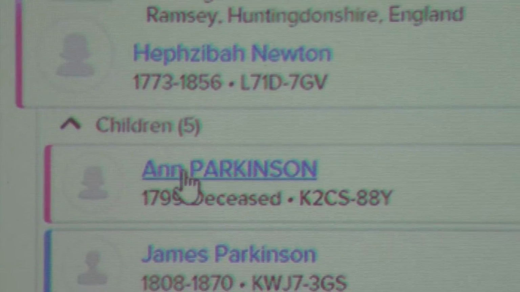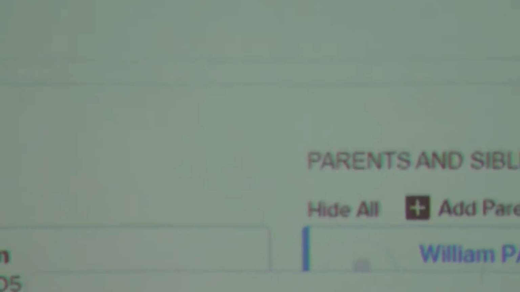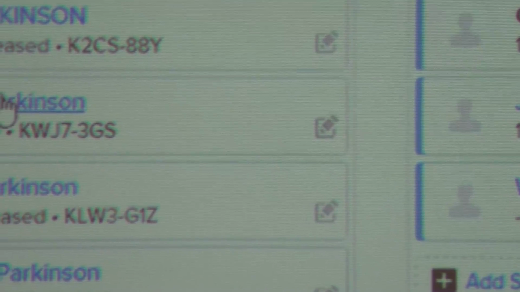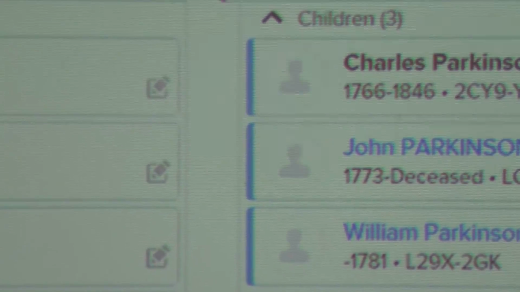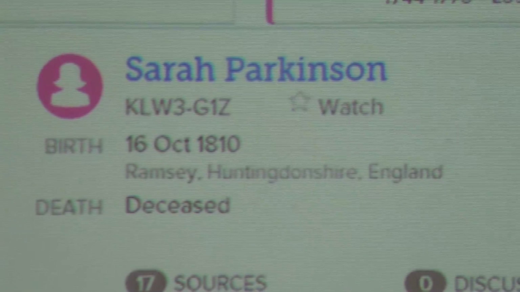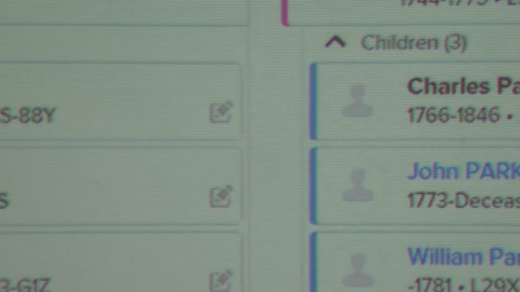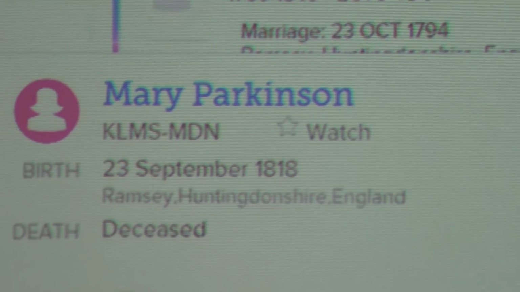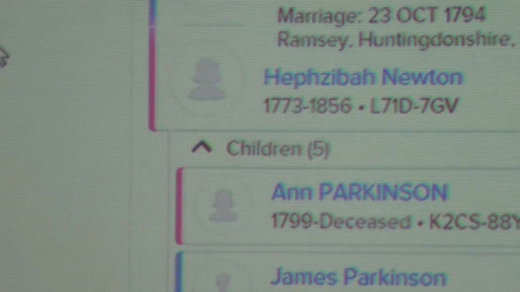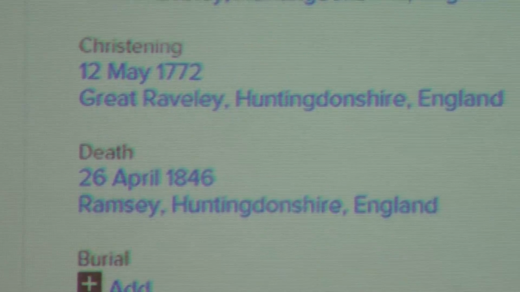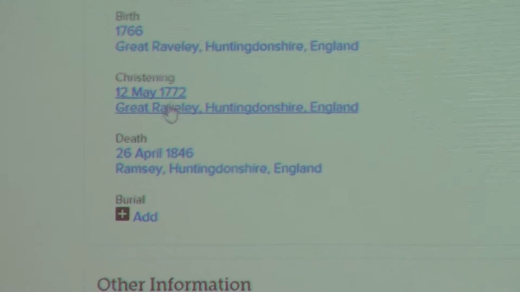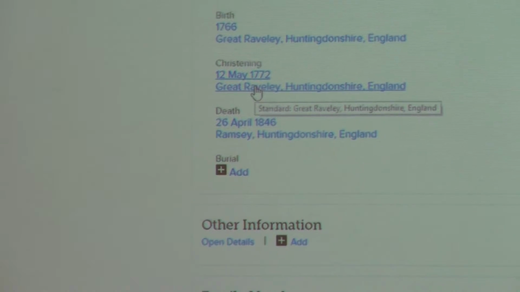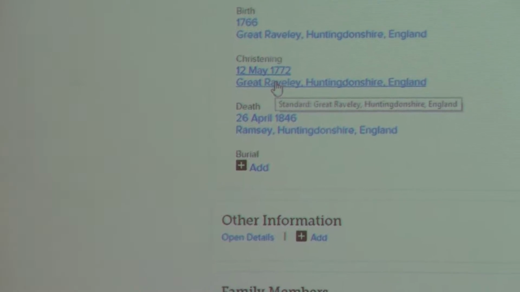And then their children, as we go back here: Anne Parkinson, Ramsey; James Parkinson was the one we just looked at that died in Australia; and then Sarah Parkinson, no death place; Thomas Parkinson, another Thomas Parkinson, no death place; Mary Parkinson, no death place. But they all have specific birth dates, which, by the way, turn out to be primarily christening dates, not birth dates. So that's another situation we have to be concerned about.